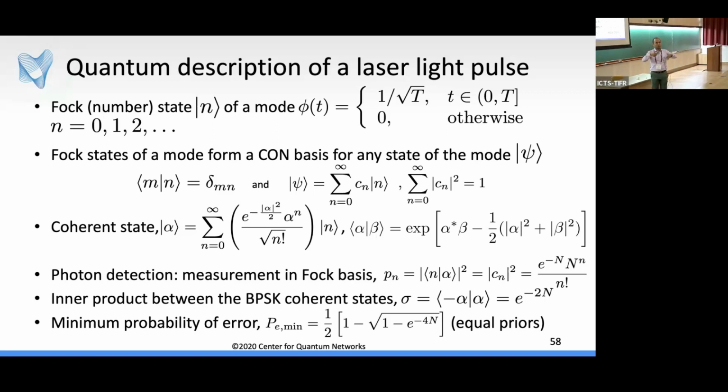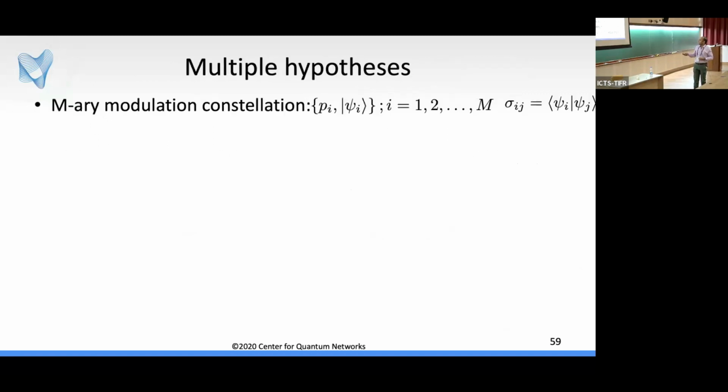You just keep going, 3 states, 4 states, the same story, right? But even right now, I cannot tell you how you would design an optimal receiver to tell apart between 3 coherent states, 3 states of laser light. So let's look at what people did for multiple states.